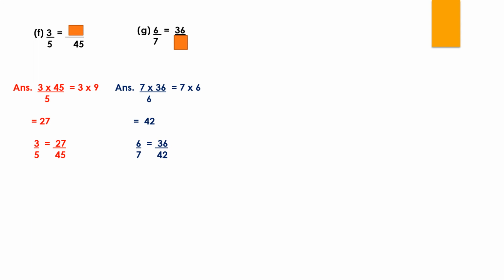H part, 5 upon 9 equals to 35 upon dash. Now here you will multiply 9 into 35, and on the denominator you will write 5. Now 5 and 35 come in the table of 5, so divide it. You will get the numerator part only, that is 9 into 7, which is equal to 63. Now 63 you will write on the denominator, and the fraction will be 5 upon 9 equals to 35 upon 63.